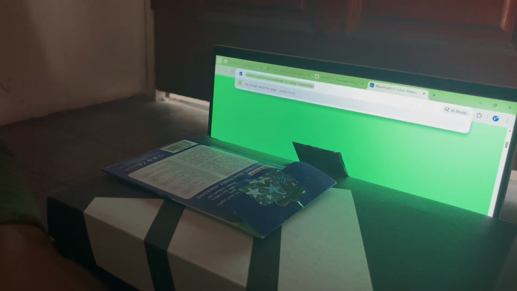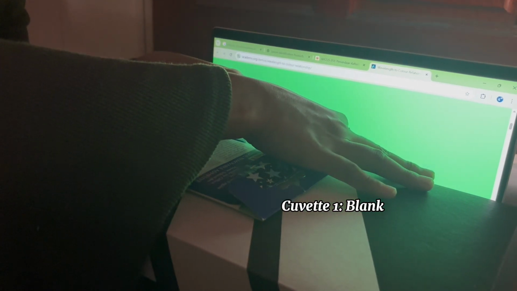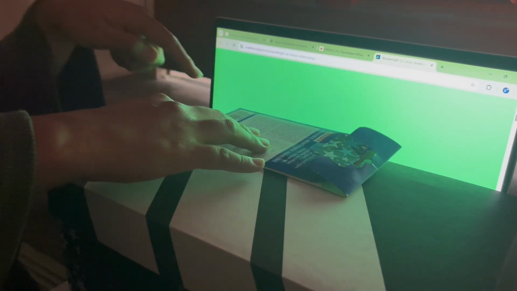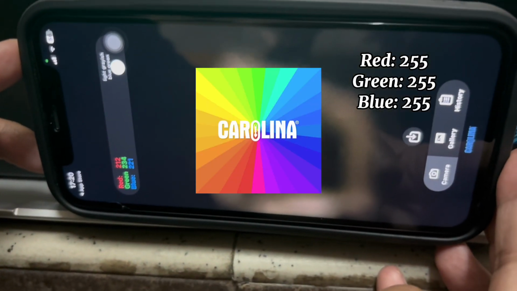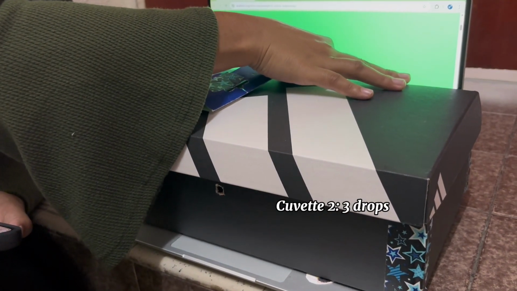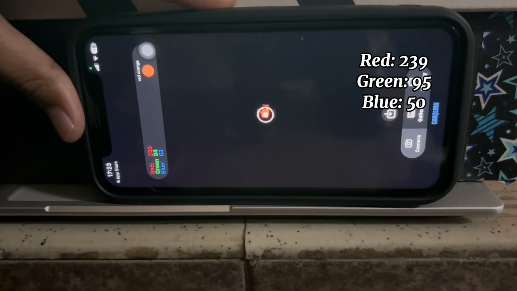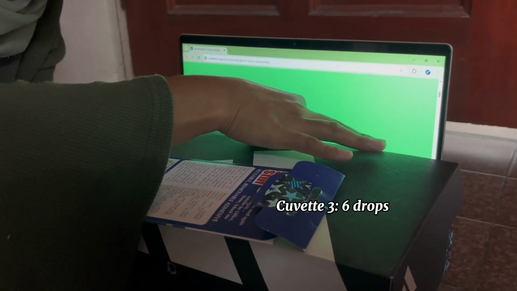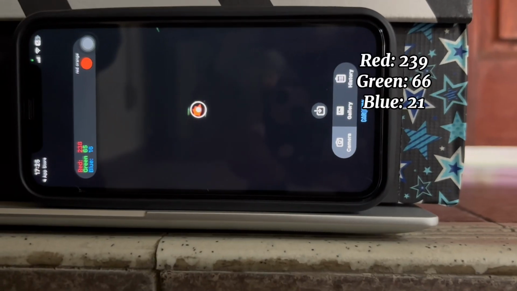To operate the DIY spectrophotometer, the cuvettes were placed in the right place. A blank was measured for the background correction for accurate analysis. The RGB values were measured by using the Carolina app. Then, cuvette 2 was placed into the DIY spectrophotometer to measure the absorbance using the desired wavelength of light. Next, the above steps were repeated with cuvettes 3, 4, 5, and 6.